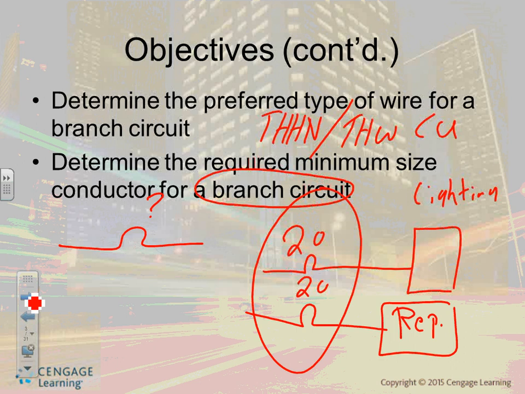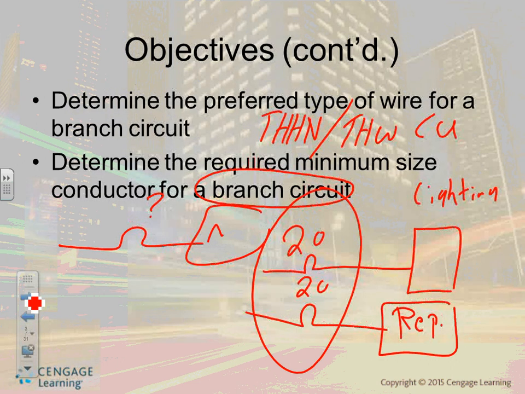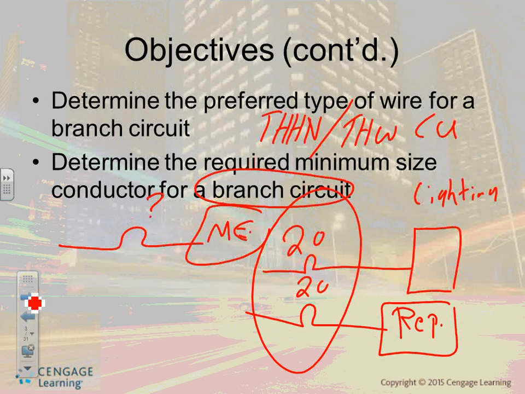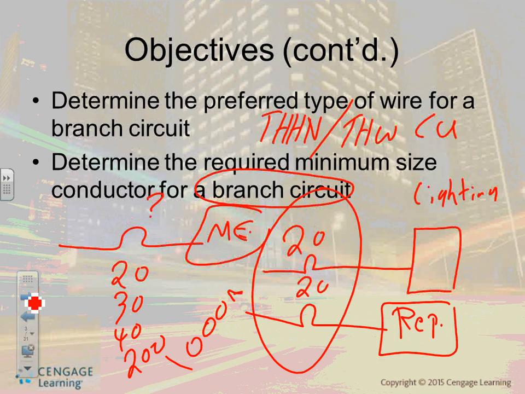Now, what size circuit do I need for the mechanical equipment? Well, these vary. They can be 20, depending on the size. That's what we're going to go over. They can be 30, 40, 200, even 1,000. A rooftop unit can be 1,000 amp. So it depends upon the size of the mechanical equipment, and we'll go over how to size it. That's all your branch circuiting in a nutshell, basically.